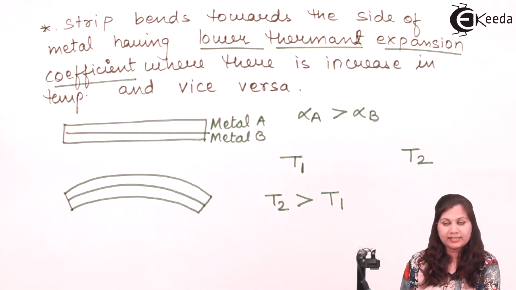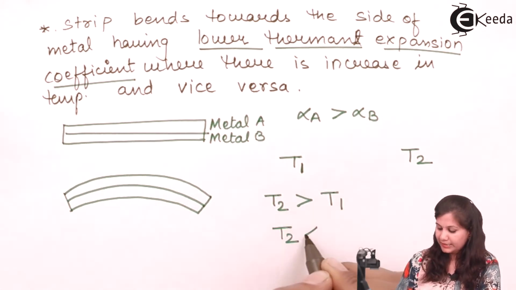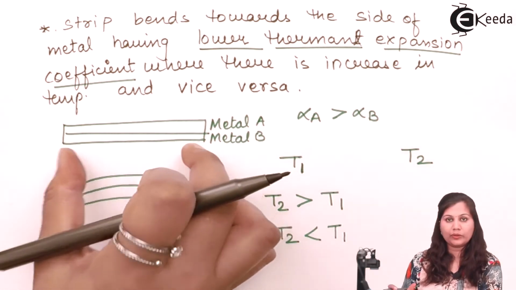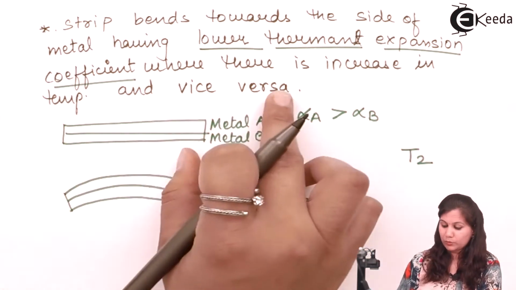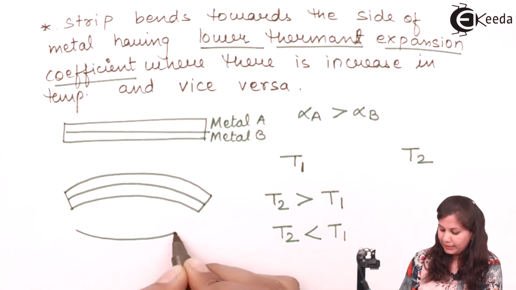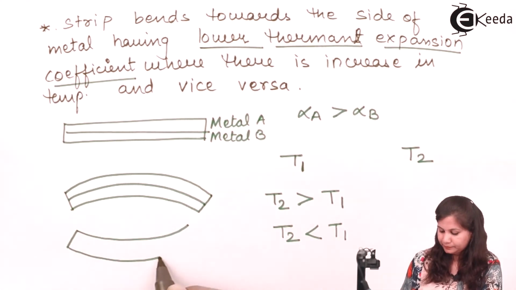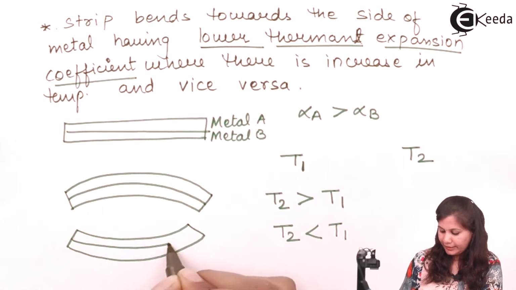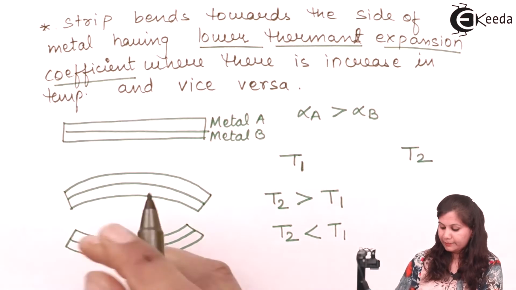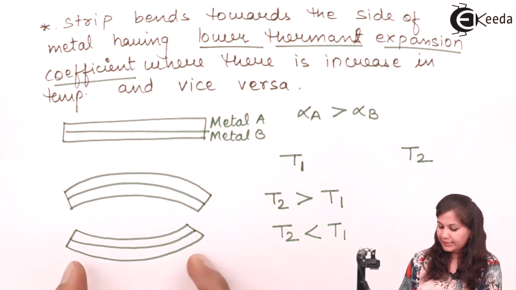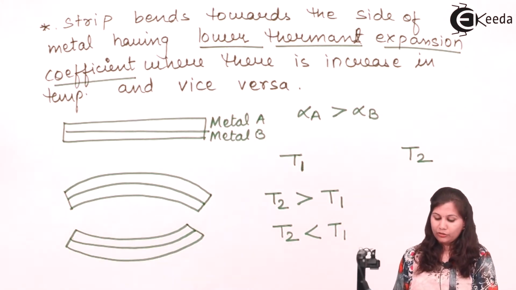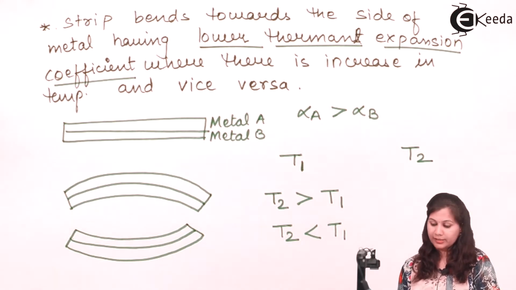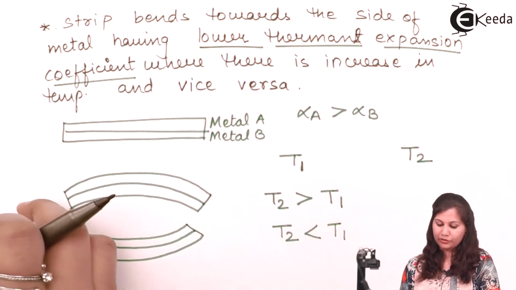Now, if there is a decrease in temperature, meaning T2 is less than T1, then this strip is going to bend towards the side of the metal which has the greater thermal expansion coefficient, vice versa. So it is going to bend like this, on the side of metal A. Here it is bent on the side of metal B, and in the second case it is bent on the side of metal A. So this is how the bending of the bimetallic strip occurs according to the thermal expansion coefficients of the two metals A and B.